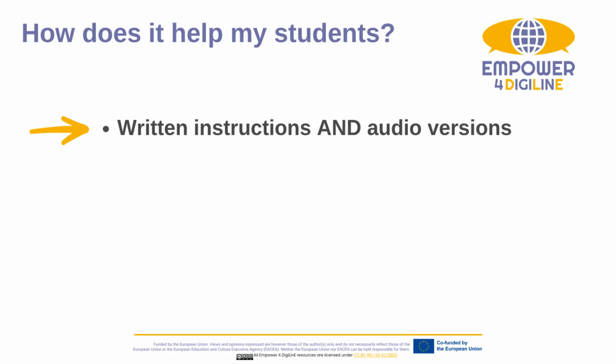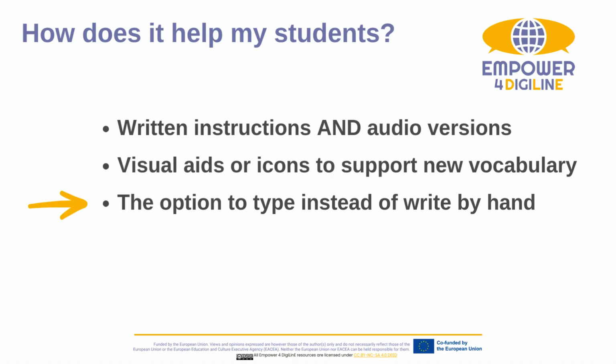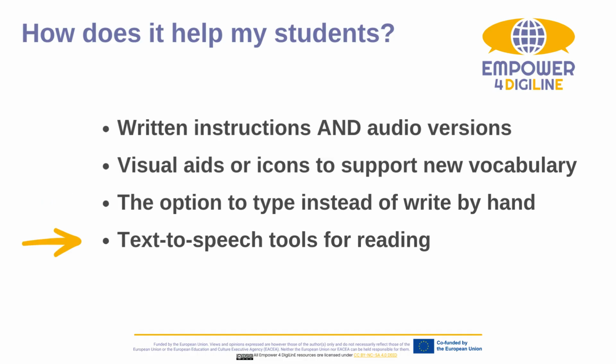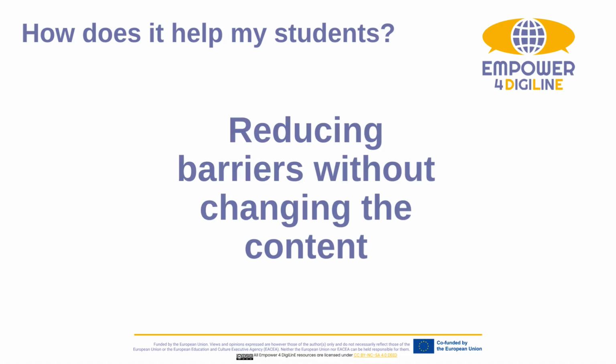Let's take dyslexia. UDL can help by offering written instructions and audio versions, visual aids or icons to support new vocabulary, the option to type instead of write by hand, text-to-speech tools for reading, and clear font choices and clean slide design. All of these reduce reading barriers and support comprehension without changing the content or the goals.